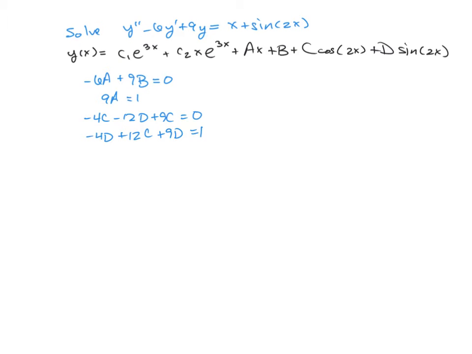Okay, so we left off with our 4x4 linear system to solve for our constants a, b, c, and d. So again, from the first equation, that's really easy to solve. We see right away that a is equal to 1/9.